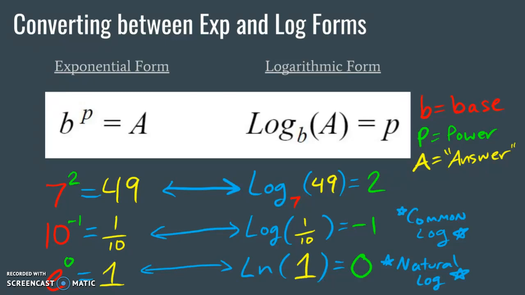So in this final example, notice that e is raised to the 0 power, and anything raised to the 0 power is going to equal 1. So what that creates is a natural log of 1 giving us 0.